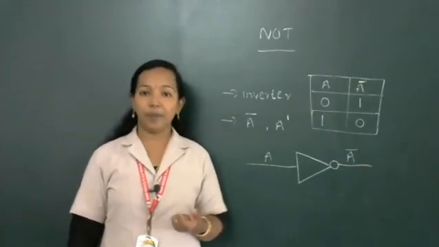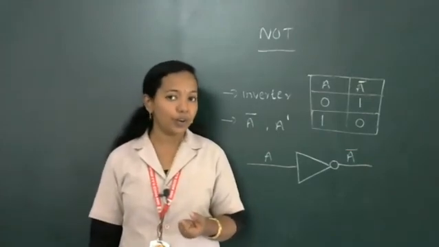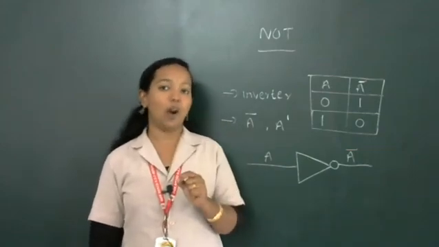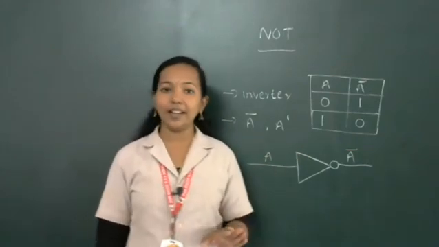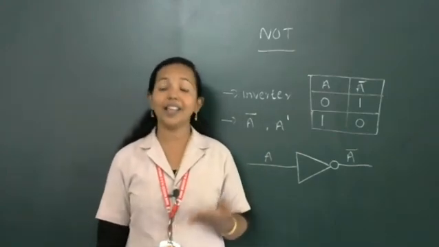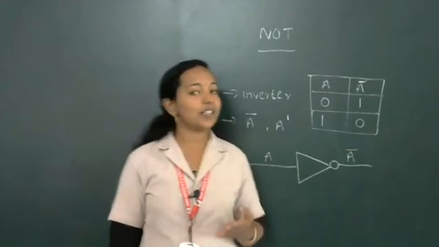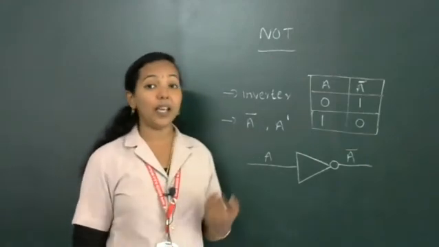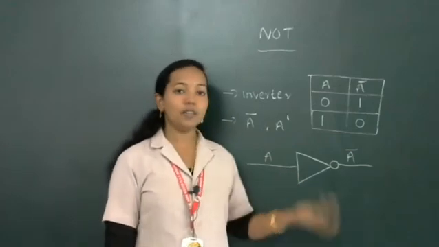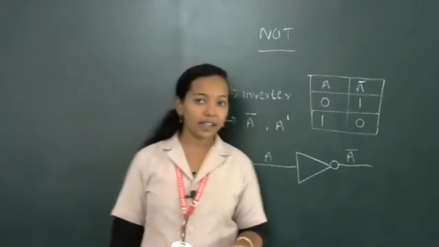Then the AND operation. The AND operation is also known as logical multiplication. It is represented using the dot symbol. And the last one is the NOT gate or NOT operation, also known as inverter, and it is a unary operation. It requires a single input and also a single output. Clear?